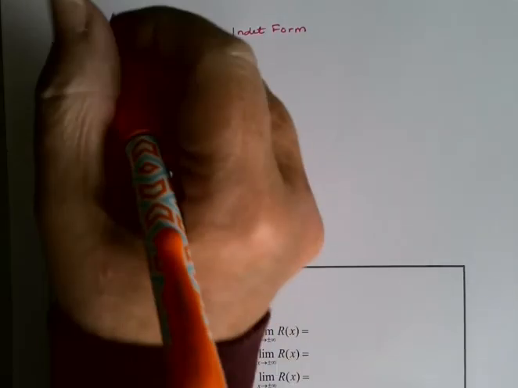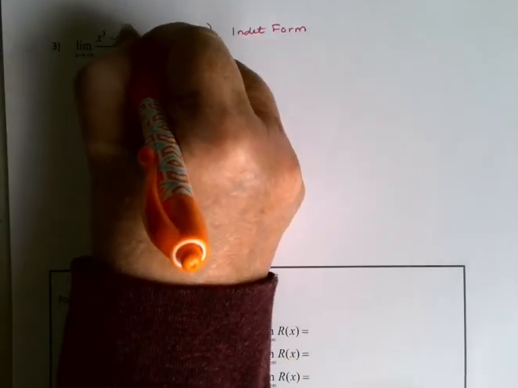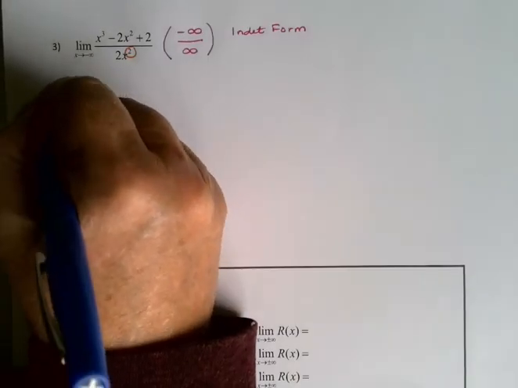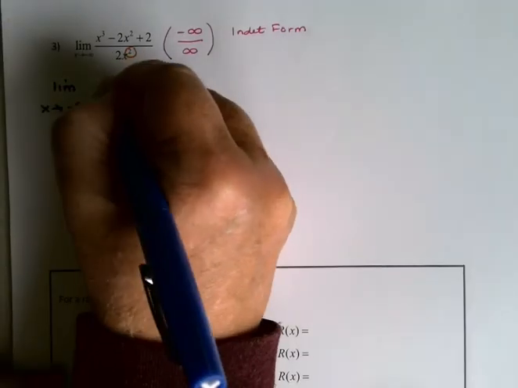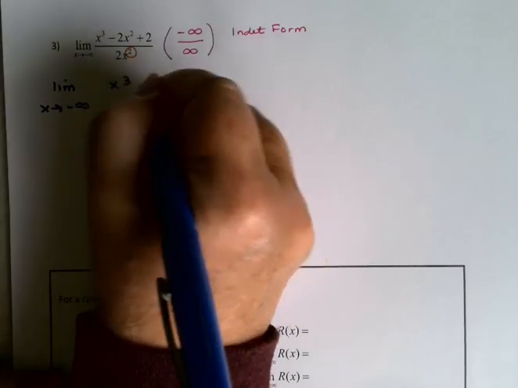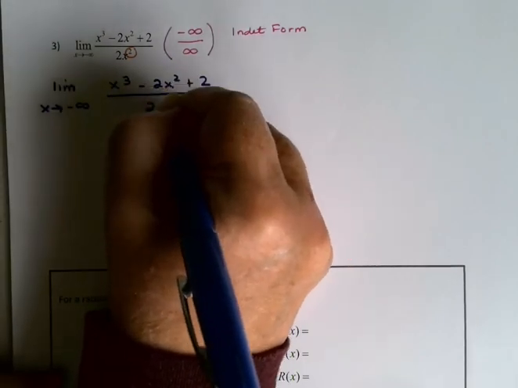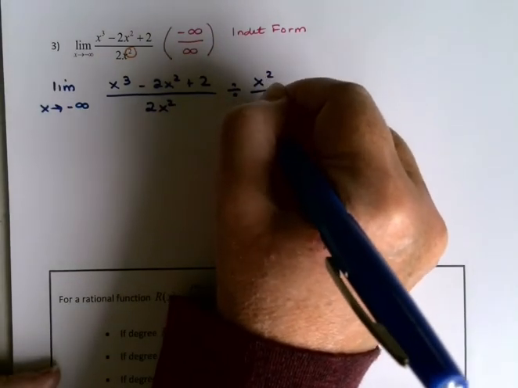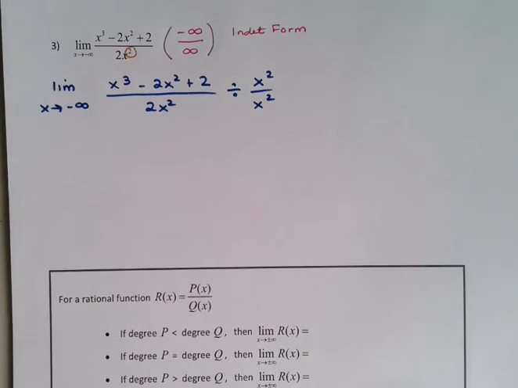And so we'll use our technique. We'll divide through by the highest power of x in the denominator. In this case, the x squared. So I'm dividing by the form of 1, x squared over x squared.